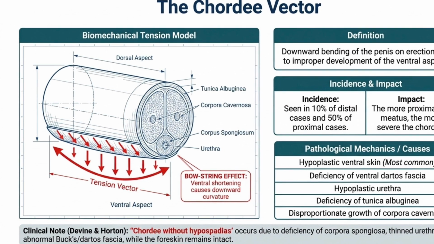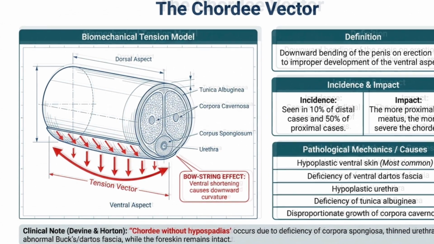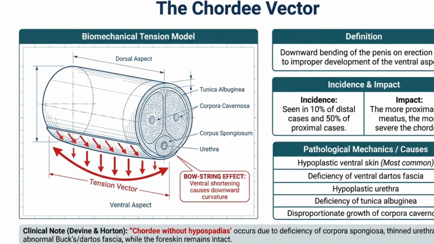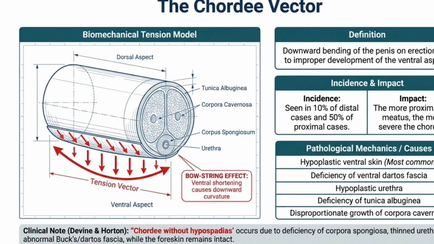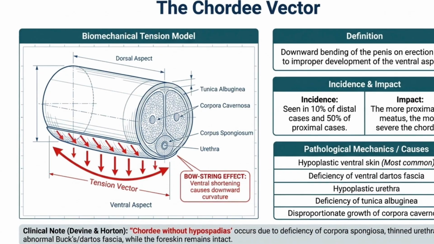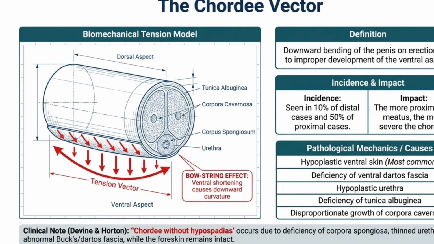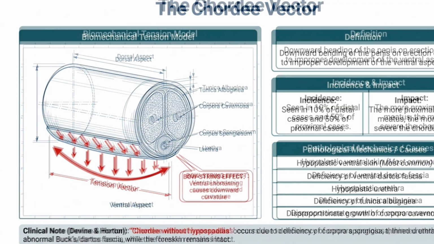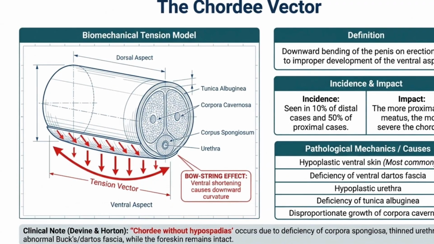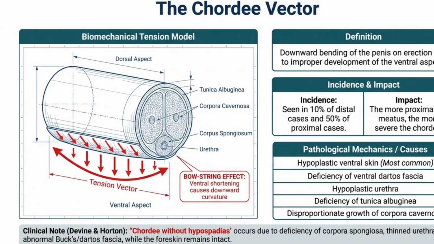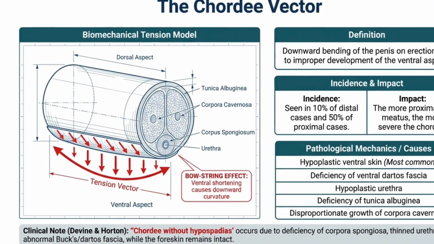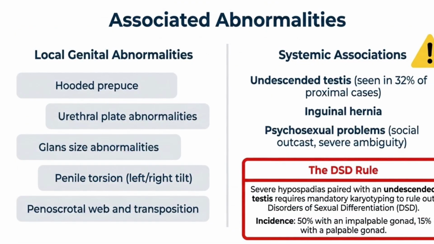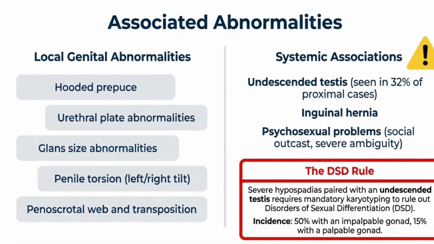Pathological mechanics. The most common cause is the hypoplastic ventral skin. Deficiency of ventral dartos fascia, hypoplastic urethra, deficiency of tunica albuginea, and disproportionate growth of corpora cavernosa are responsible. Chordee without hypospadias occurs due to deficiency of the corpus spongiosum, thin urethra, and abnormal Buck's or dartos fascia while the skin remains intact.